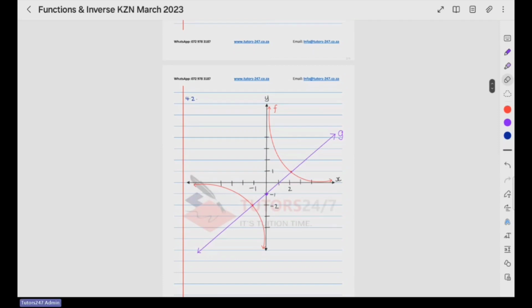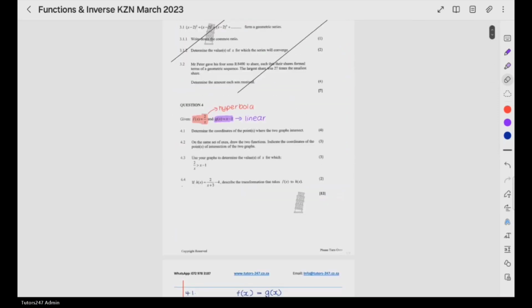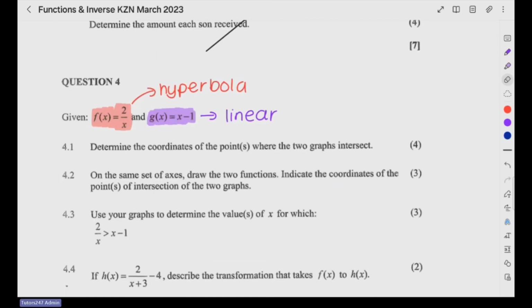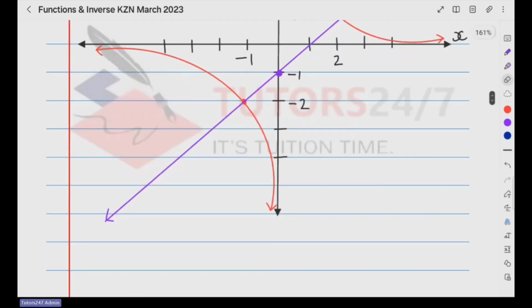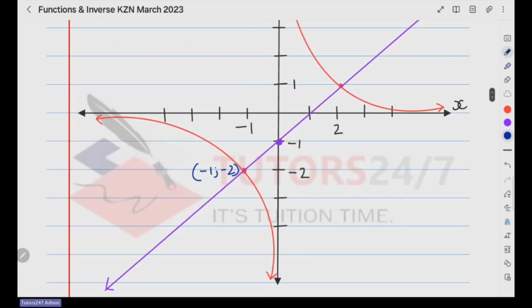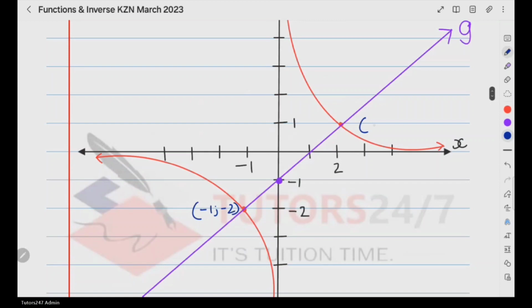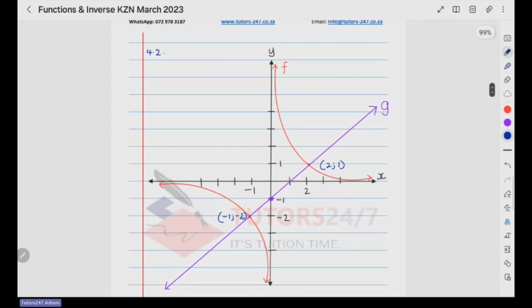Let us go back to the question and see if we have included all the necessary information. So the question stated, on the same set of axes, draw the two functions, indicate the coordinates of the points of intersection on the two graphs. So let us actually indicate these points of intersection. So this is (-1, -2), and this is (2, 1). Those are our points of intersection.